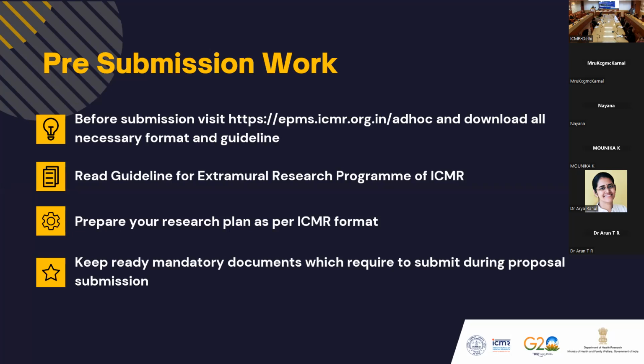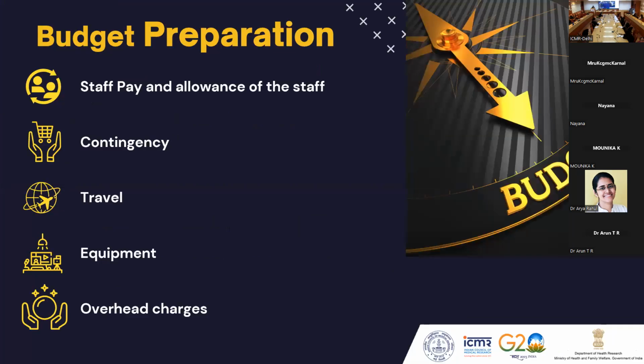And next, first you prepare your research plan as per the ICMR format and get ready whatever requisite documents are required at the time of submission. Then you start your submission on the portal. Next is the budget preparation. As per the ICMR guideline, these are the different heads only. So you need to prepare your budget according to these heads only, not as per your own heads. First is staff, second is contingency, third is travel, then equipment, and overhead charge. Overhead charge is applicable only for non-ICMR institutes. It is not applicable for ICMR institutes.